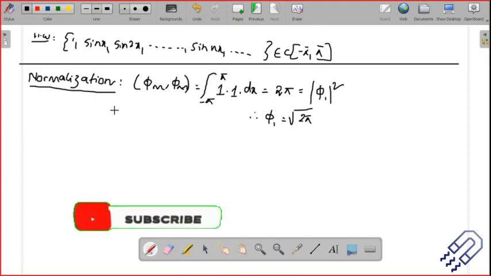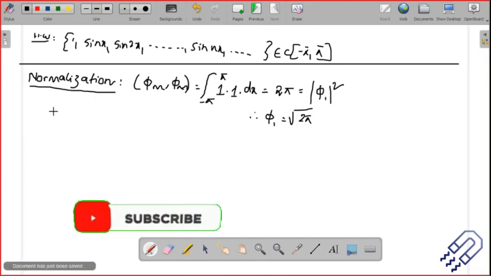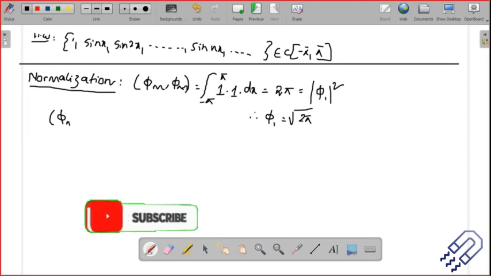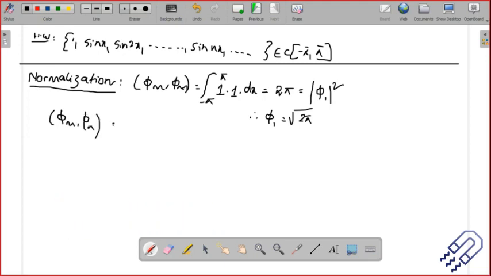Then we can take any other term. Let's try phi m, maybe. So it will be from minus pi to pi. Normalization is the inner product with itself, right? And it should be 1, and then we can say it's normalized. If it's not, that means it's not normalized, and we have to make it normalized. So cos square m.